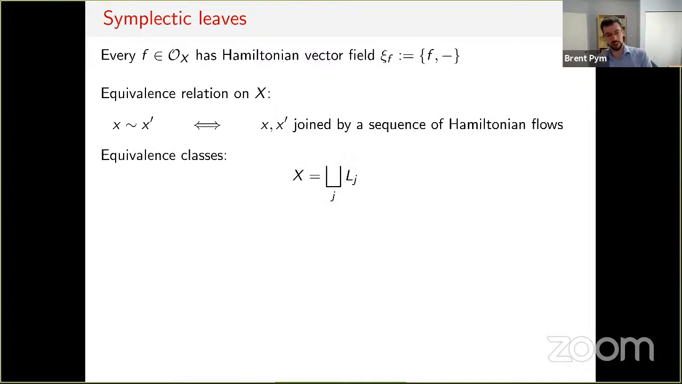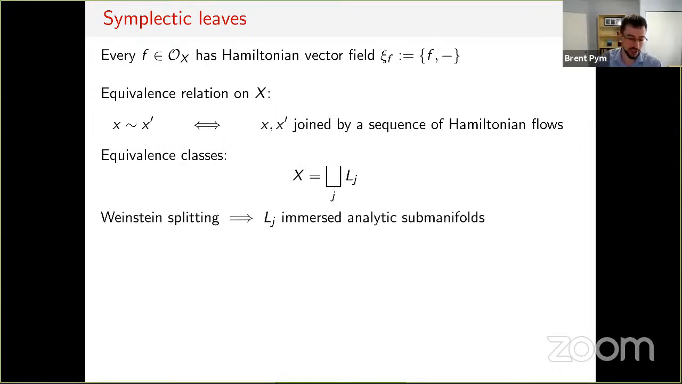So these equivalence classes will partition X into subspaces L_j. And from the Weinstein splitting theorem, you see right away that these L_j are the leaves of a singular foliation. So they're immersed, in our case, analytic submanifolds. In the C infinity context, they'd be C infinity submanifolds.